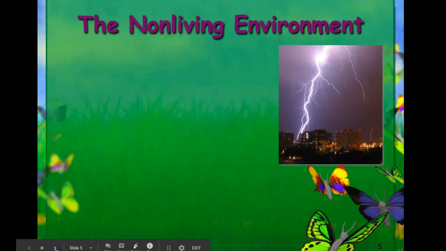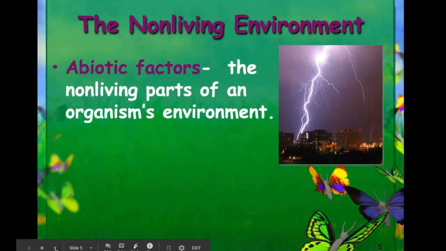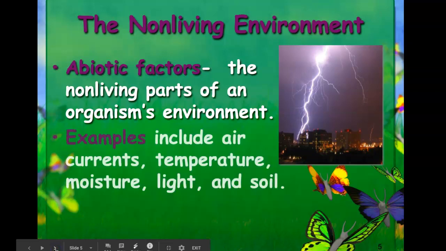While we're speaking of non-living things, the non-living environment is important. We have what we call abiotic factors, which are going to be the non-living parts of an organism's environment. Remember, in Latin, a means not. So when we put a in front of bio, which is living, abiotic means not living. Examples of abiotic factors include air currents, temperature, moisture, light, and soil.